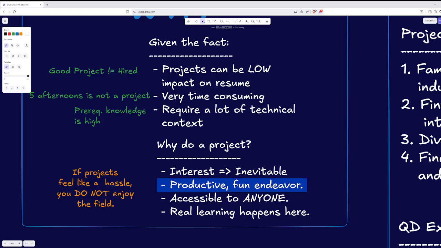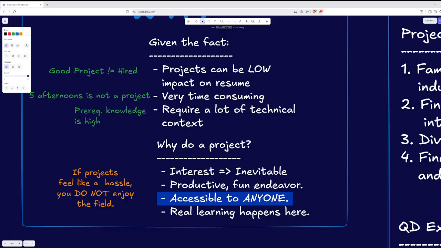Second is it is and should be a productive, fun endeavor. It can be frustrating at times, but overall, it shouldn't feel like something that's so awful. Third is that it's accessible to anyone. So even if it's a small resume boost, it's something anyone can do, right?